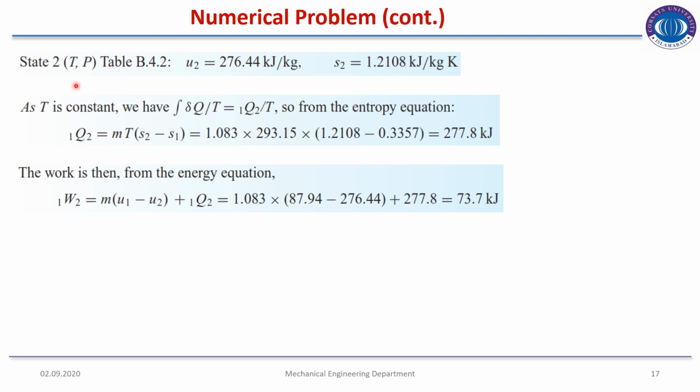For state 2, or the final state, we will consult table B.4.2. The values of specific internal energy and entropy are given in table B.4.2 against temperature 20 degrees centigrade and pressure 400. So now we will utilize the second law of thermodynamics. We will insert the values and find the value of heat, that is 277.8 kilojoule. Then we will insert the value of heat into the first law of thermodynamics to calculate the value of work. So the value of work comes out to be 73.7 kilojoules.